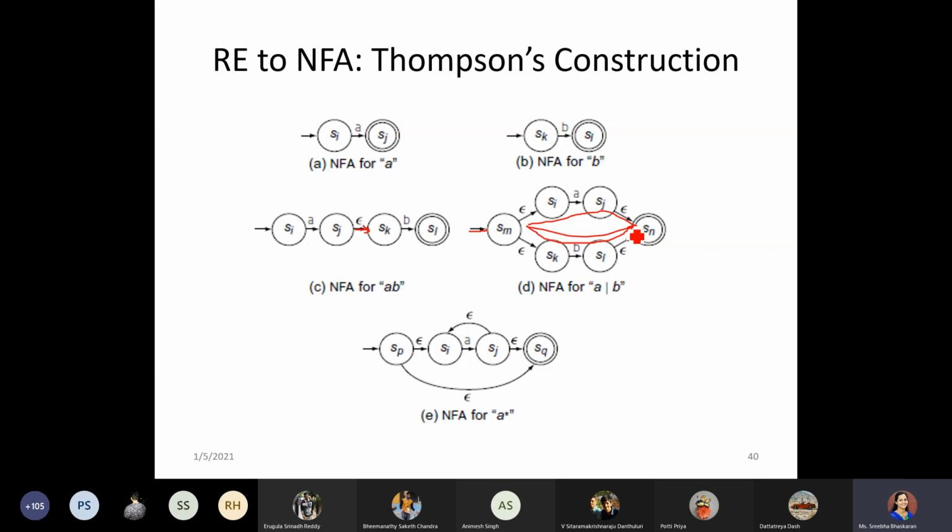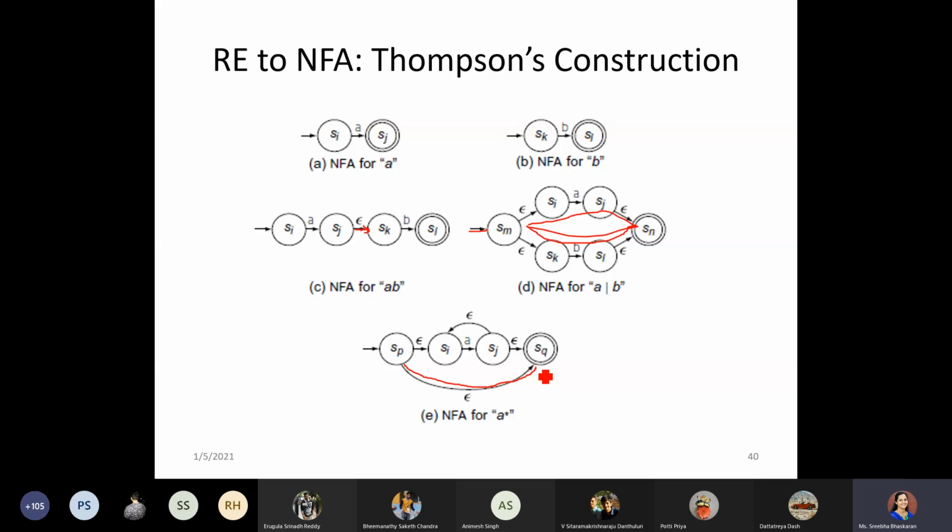Similarly, A star. A star means nothing but a self loop. A could occur multiple times, or A could occur 0 times. So if you have 0 occurrences, then from the starting state we would be reaching the final state with 0 occurrences of A. So how do we reach this? By using an epsilon transition, we would be reaching the final state.